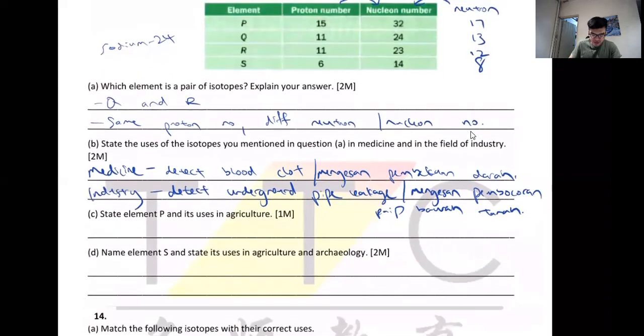Okay, sorry for that. But anyway, let's look at C. State element P and is used in agriculture. So where do you use P? What is 32? So this is phosphorus 32. Okay, so what is the use? This is to determine the rate of absorption of fertilizer or phosphate fertilizer if you want to use that.